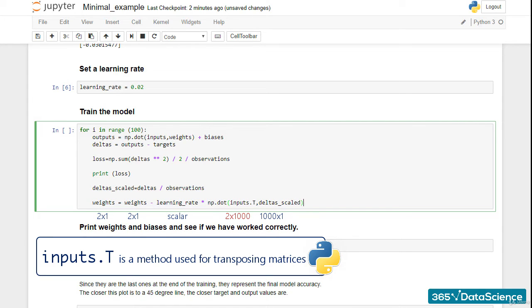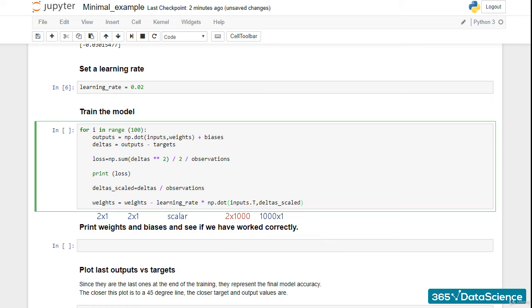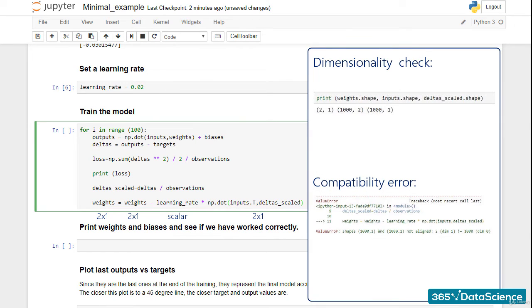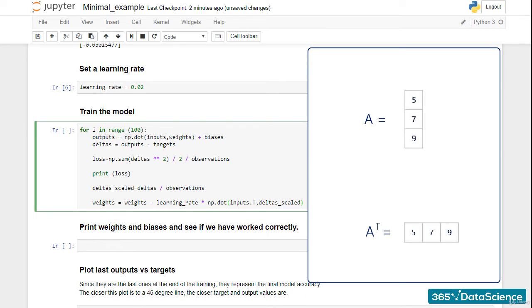Now, the matrices are compatible. 2 by 1000 times 1000 by 1 is equal to 2 by 1. I'd like to spare an extra thought on that. Often, when dealing with matrices, you find the correct way to code it through dimensionality checks and compatibility errors. However, transposing matrices doesn't affect the information they hold, so we can do it freely.